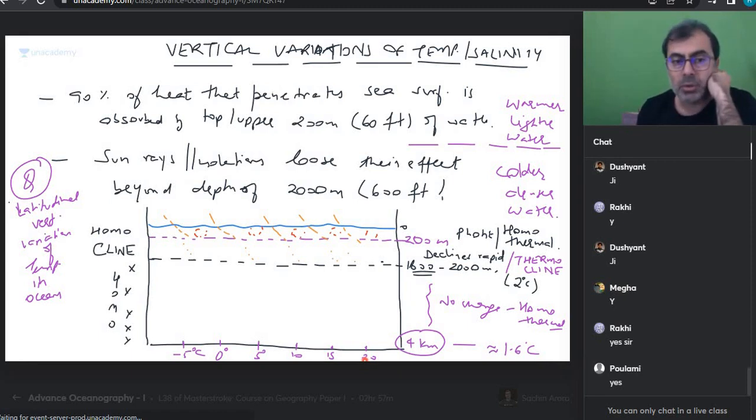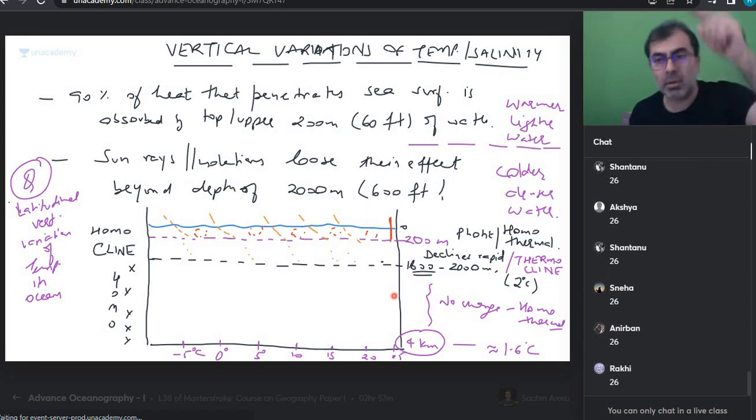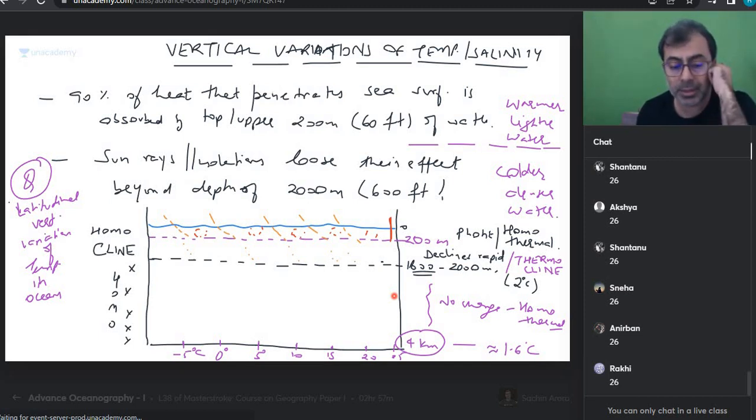Everyone, I want to show the temperature at the equator. What is the surface temperature at the equator? 26. Where will 26 come? If 25 is here, can I say this is the surface temperature of the equator? Is everyone okay? 26. And I brought it till 200. Why till 200?